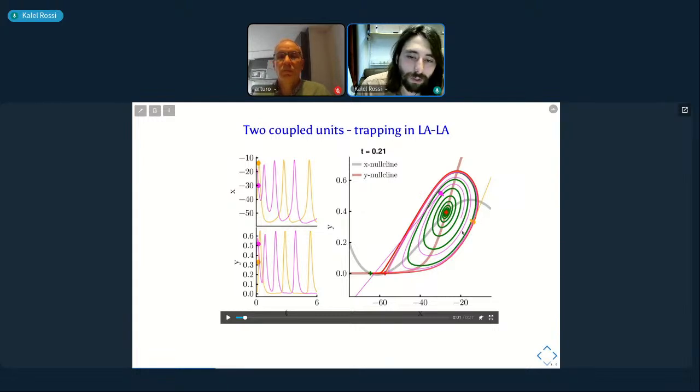And to get an intuition, to actually see the mechanism in play, you can just take a look at the units. Let's focus on the orange unit here.